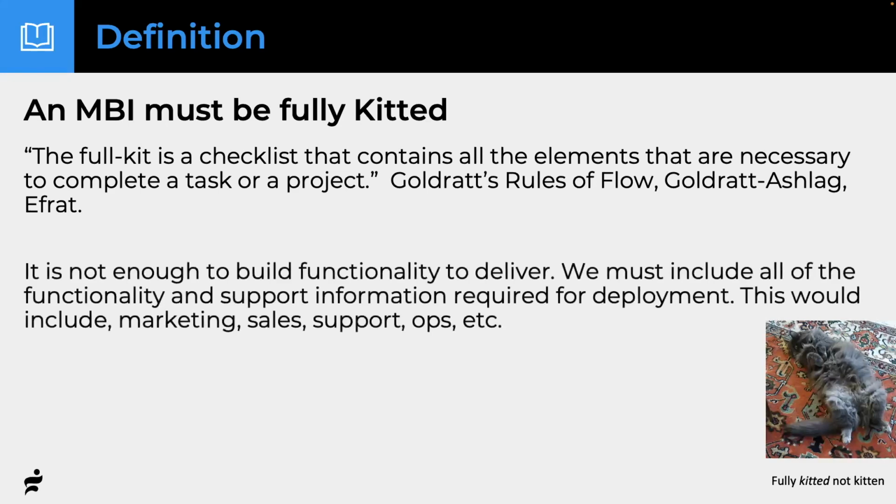And it's not enough to build the functionality to deliver. In other words, if you build functionality, but you don't have a way to release it and support it, it really doesn't do any good. So this full kitting is basically included in the MBI. Here's the minimum functionality we can deliver, and here's all the things it takes to deliver, deploy it, and have the customer get value.